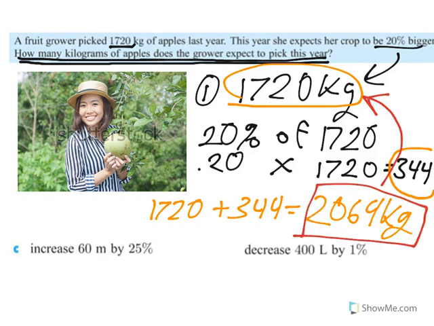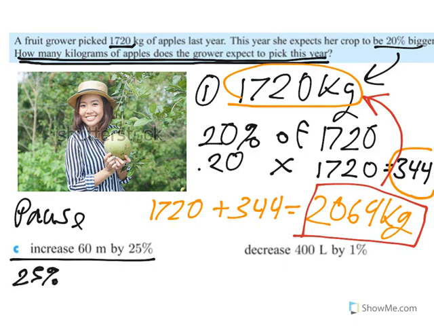Let's look at these two problems here. Increase 60 by 25%. Maybe pause the video and try to figure this out. You should have recalled that if we're increasing 60 by 25%, the first thing we have to do is find 25% of 60. We write this out so that we can calculate that. That would be 0.25 times 60, and we have 15.